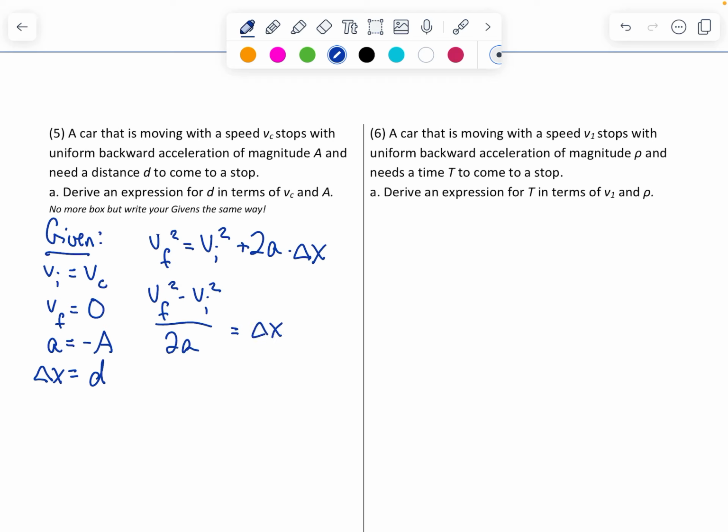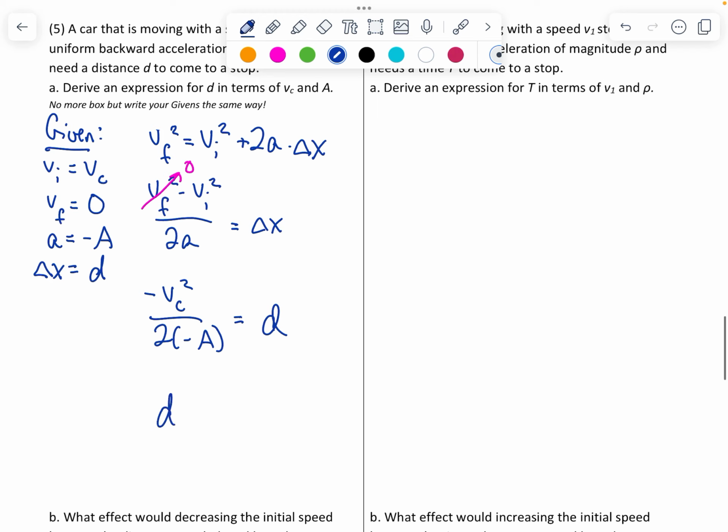So first I just isolated what I'm looking for, and actually I could have gotten rid of this earlier. Vf is 0. So now I'm going to go ahead and plug in what I have. So that's Vc squared over negative 2a, and delta x is called d. So d equals Vc squared over 2a.